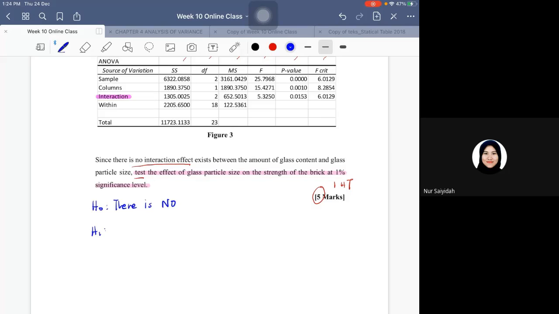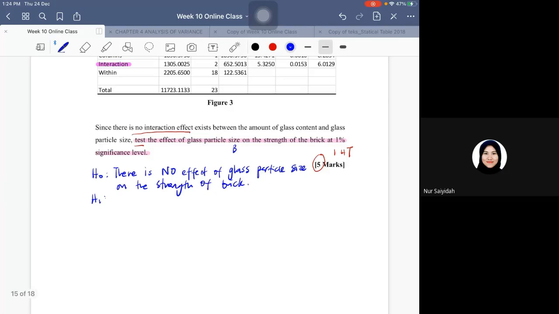So we're trying to test the effect of factor B on the dependent variable. So we're going to say there is no effect of what we're trying to test, which is factor B, glass particle size, on the strength of brick. If you are confused at what I'm writing right now, it means that you haven't studied two-way ANOVA. You haven't watched the video.